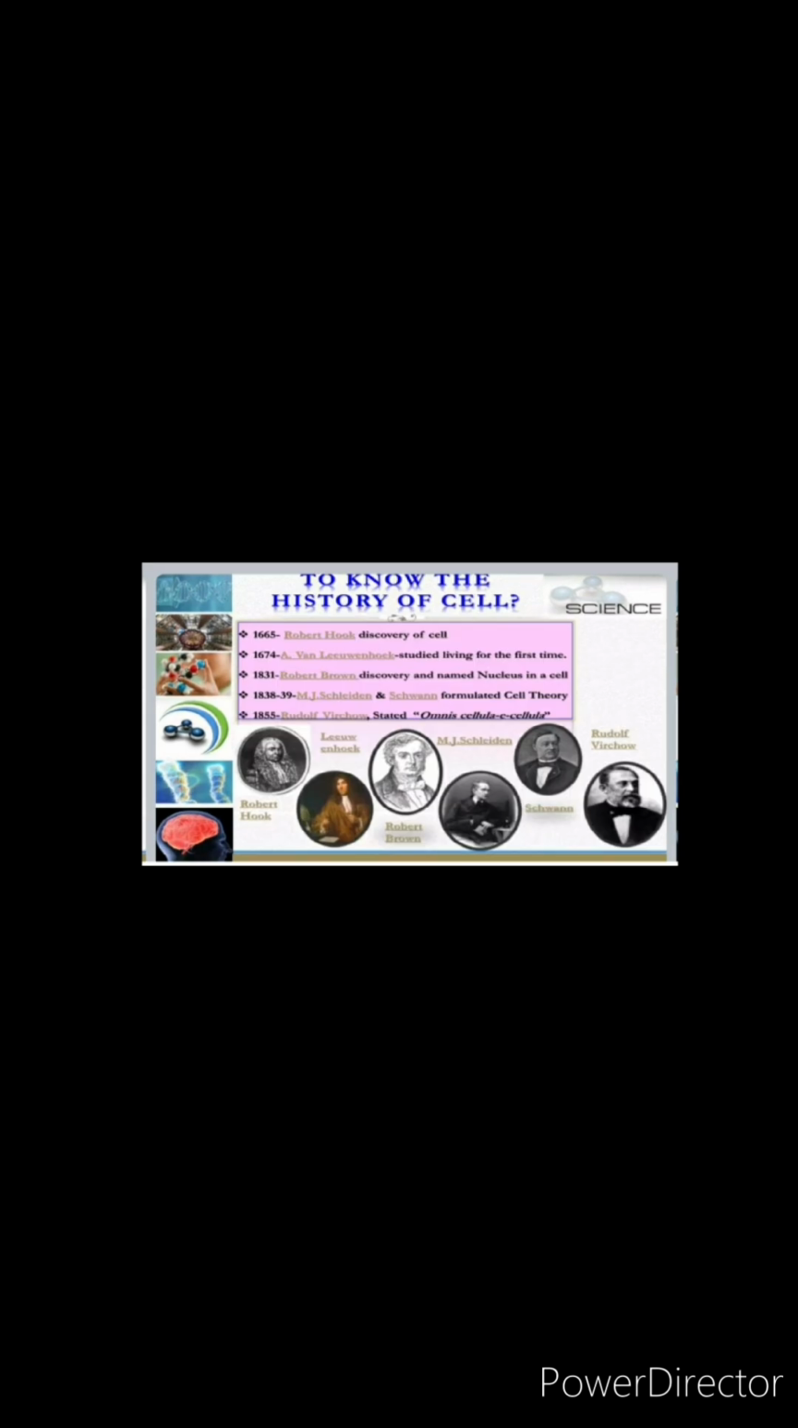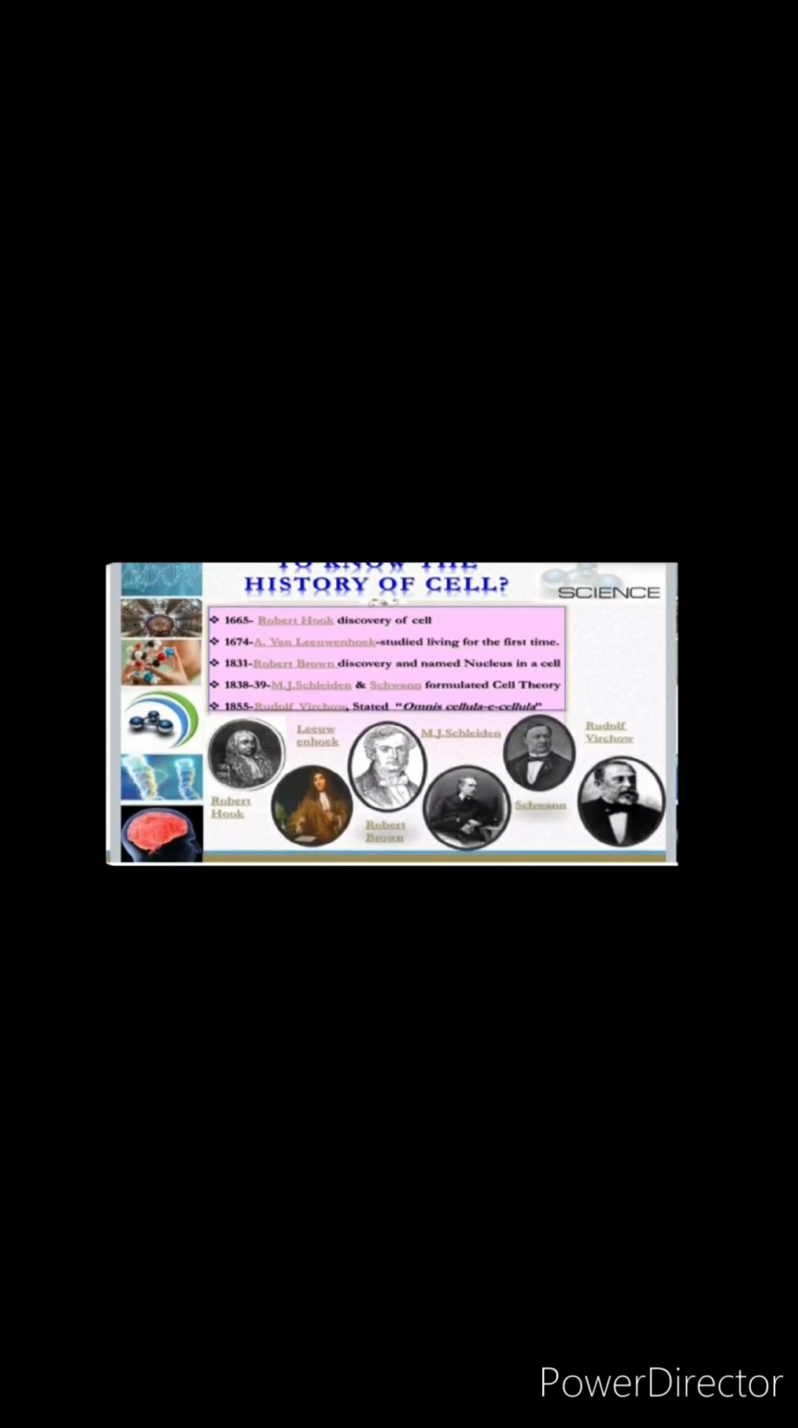To know the history of the cell, we will look at another theory. In 1665, Robert Hooke discovered the cell. In 1674, Leeuwenhoek studied living cells for the first time under the microscope. He is also the founder of the microscope; he invented the compound microscope for the first time. In 1831, Robert Brown discovered and named the nucleus in the cell.